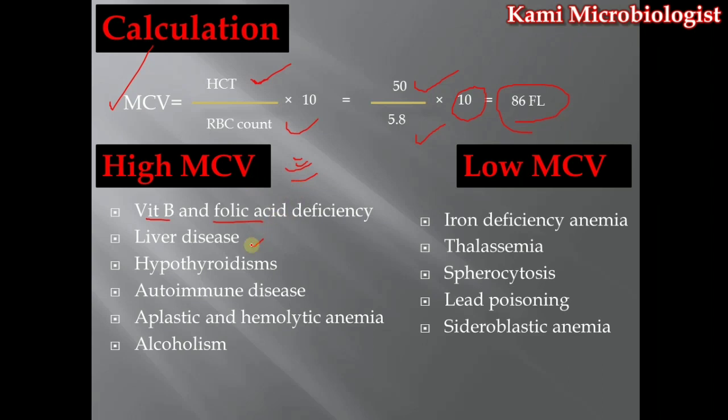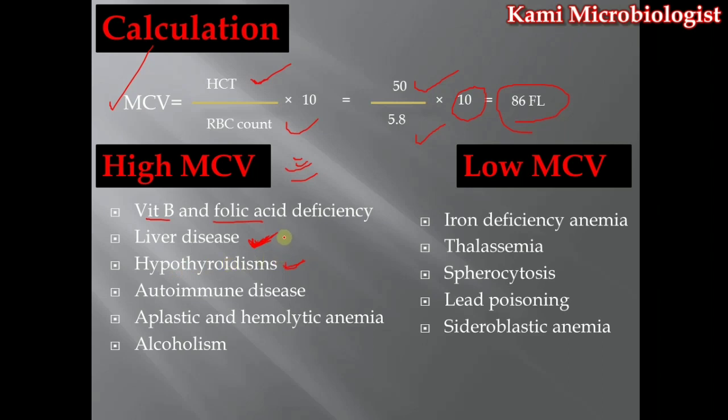Then we have liver disease. We know that the liver is especially important in metabolism. So if there is no proper metabolism, the value of MCV will be high. Due to hypothyroidism, which means if the thyroid gland does not produce enough hormone, we call that hypothyroidism.